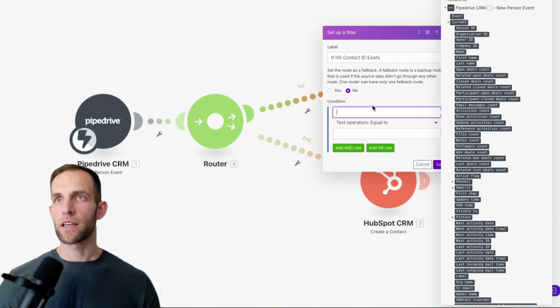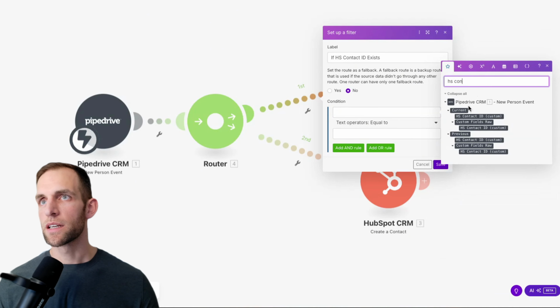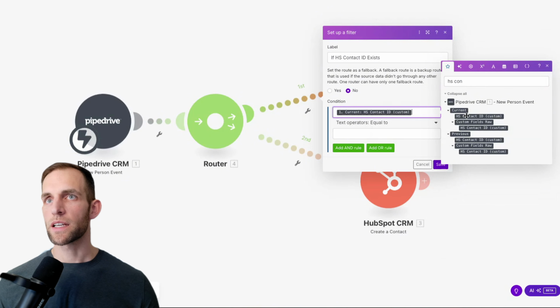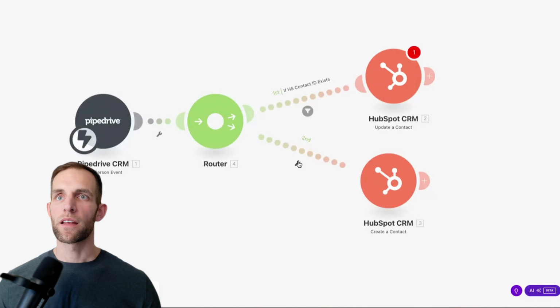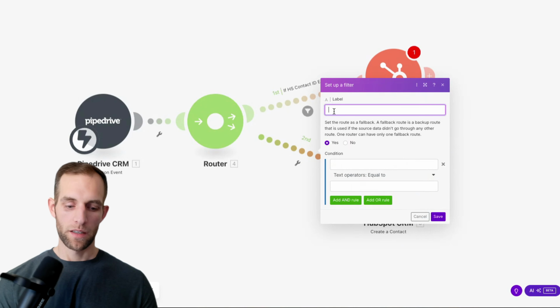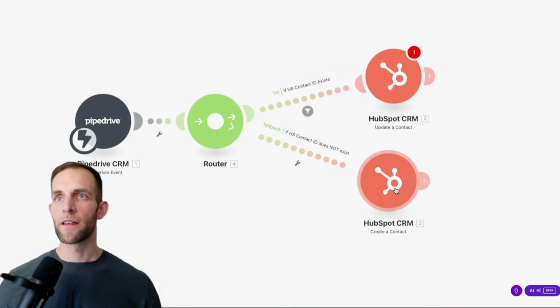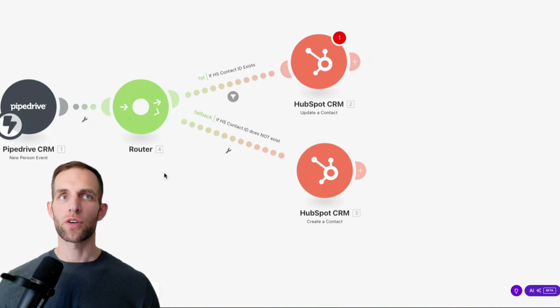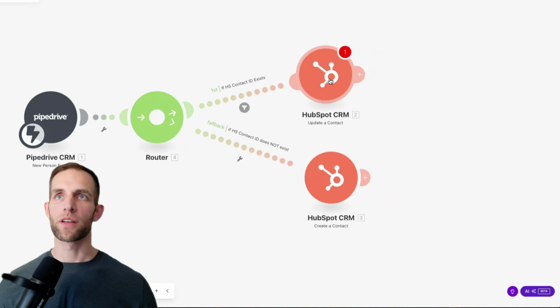So we want to take in the Pipedrive one, HS contact ID. So if HS contact ID exists, go down the first path. If not, go down this. And we're going to make this the fallback. If HS contact ID does not exist, then take this path. And then, so again, person is updated or added, boom, goes down this route.